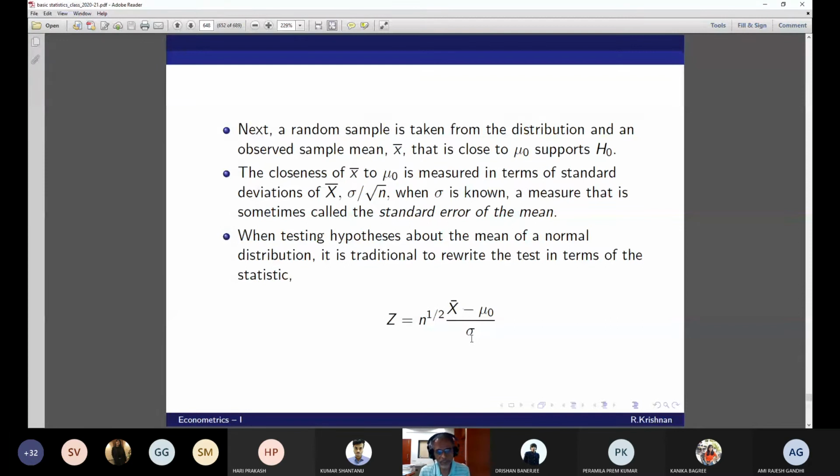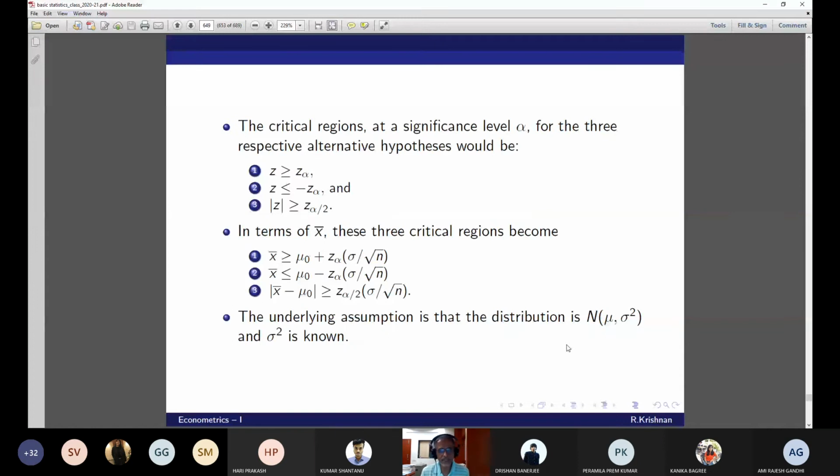When testing a hypothesis about the mean of a normal distribution, it is traditional to rewrite the test in terms of the Z statistic. That means we are simply standardizing it, so that capital Z will be a standard normal random variable. You can refer to the standard normal tables to conclude. I'm just explaining it in words.